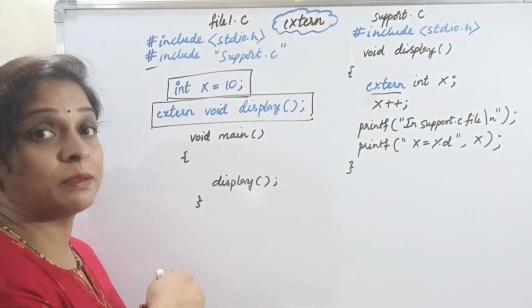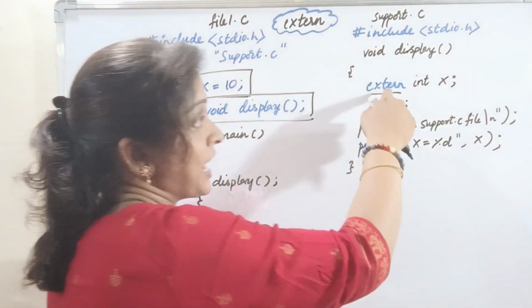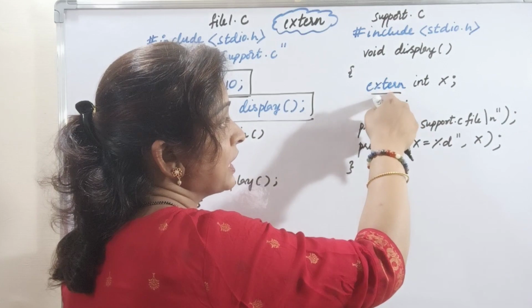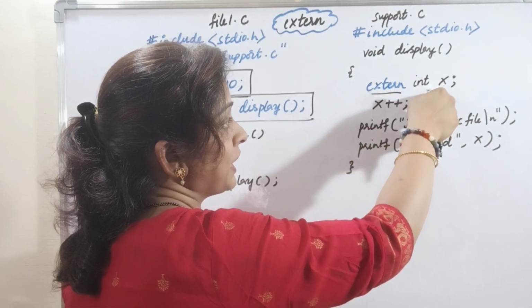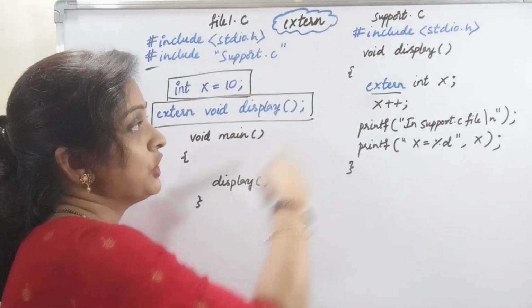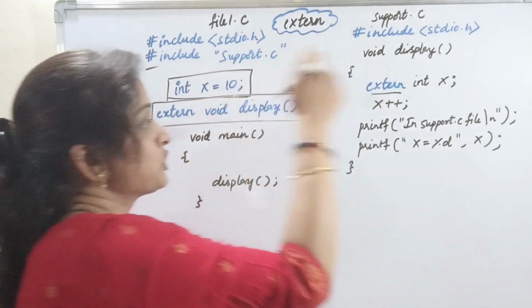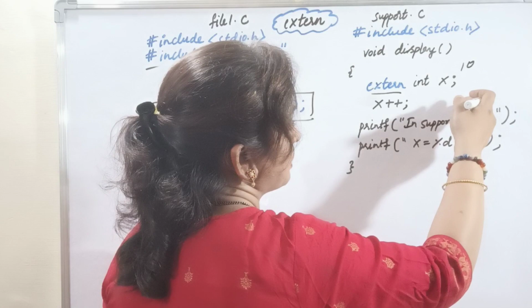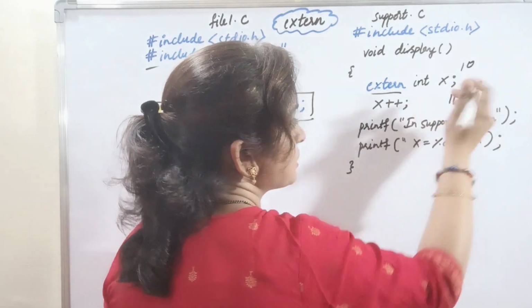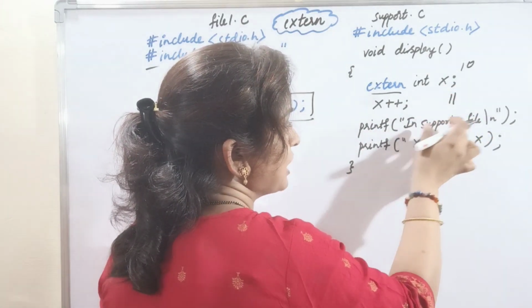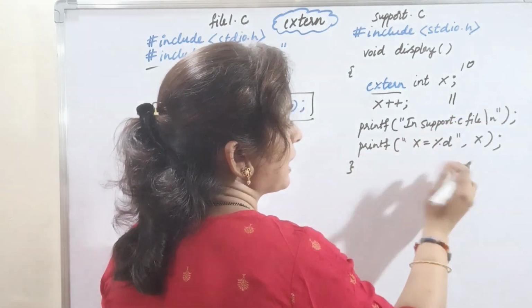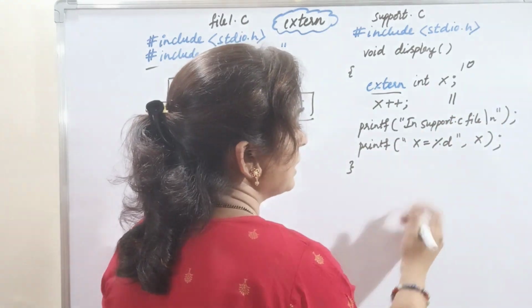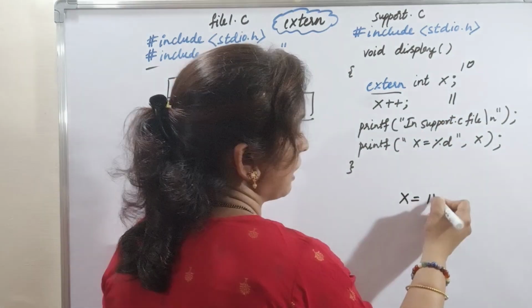So I have a global variable x equal to 10. When I say extern here, extern indicates that you have to access global data available in another file. So in another file, this is x equal to 10. So here x means it is 10. So I say x plus plus, it is 10 equal to 10 plus 1. So the x value becomes 11. So I get a message in the support.c file, x equal to, and that message with x equal to 11.